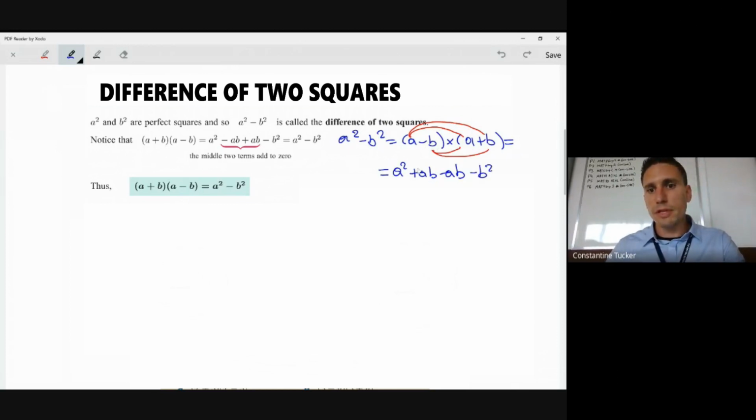But then what we notice is that the ab and minus ab will just cancel each other out. So boom, all cancelled. So the final answer here will be a squared minus b squared. So this is a proof, basically. This is the proof that we have.